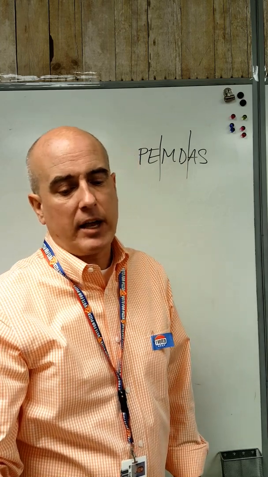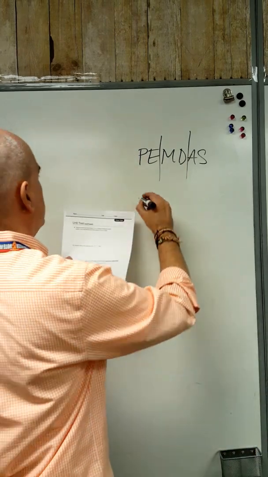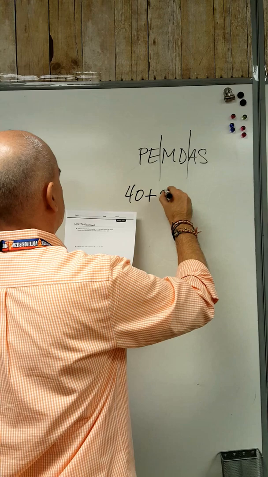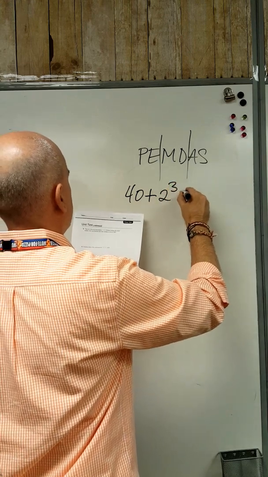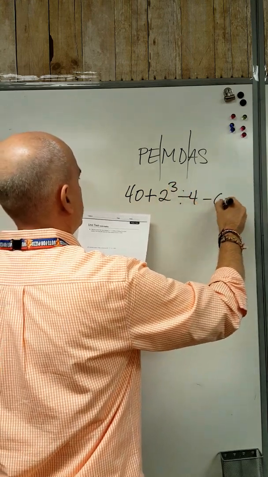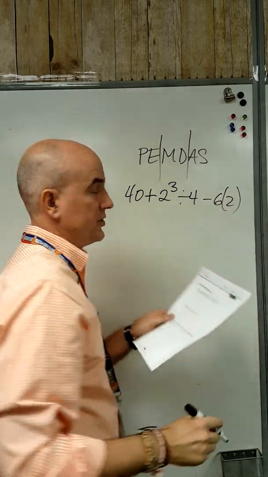So number 9 gave a problem here that says 40 plus 2 to the third power divided by 4 minus 6 parentheses 2.